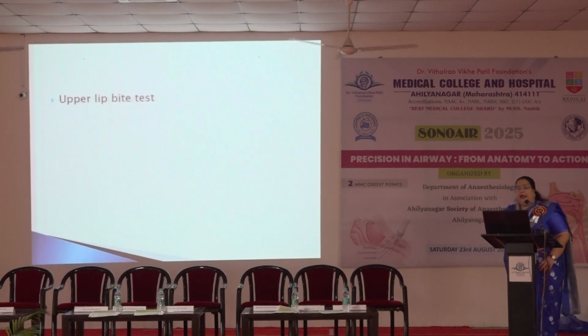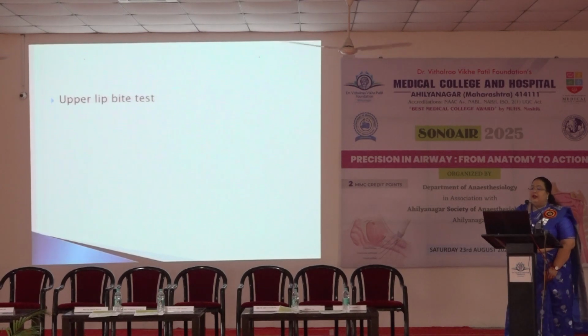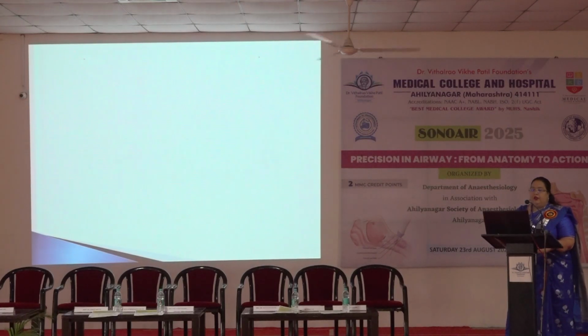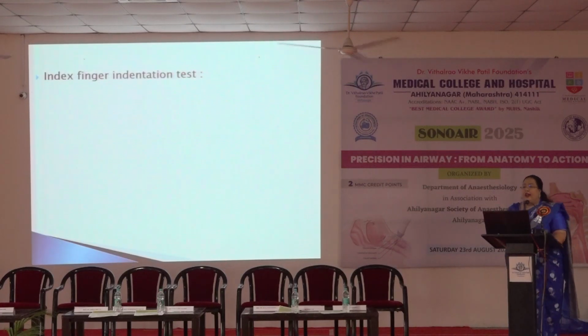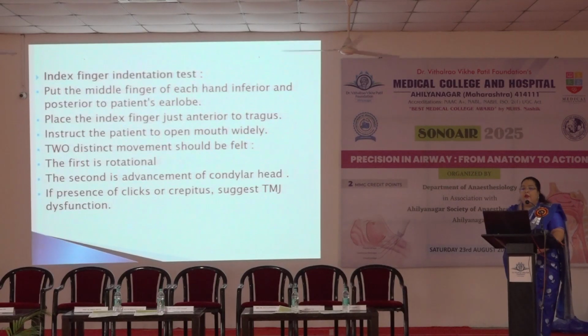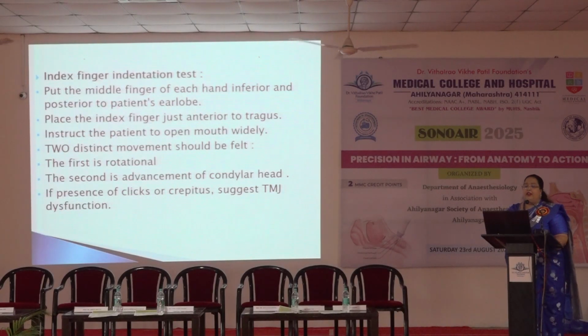Then coming to upper lip bite test, grade 1 is you can bring the lower incisors and bite above the alveolar line. Class 2 is you can bring just up to the alveolar line, and class 3 is you cannot move the lower incisors forward. Coming to index finger dentition test, here we see for the joint mobility, put the middle finger of each hand inferior and posterior to the patient's earlobe, place the index finger just anterior to the tragus, instruct the patient to open the mouth widely.